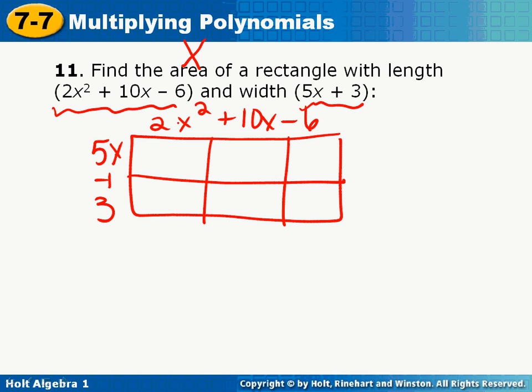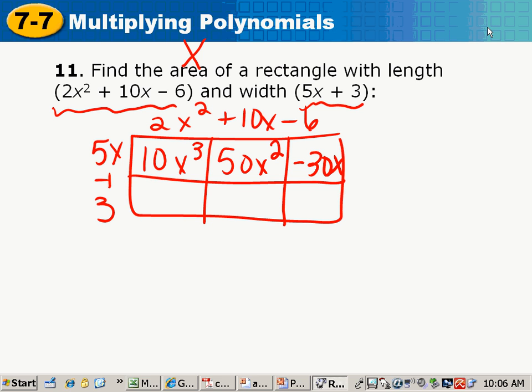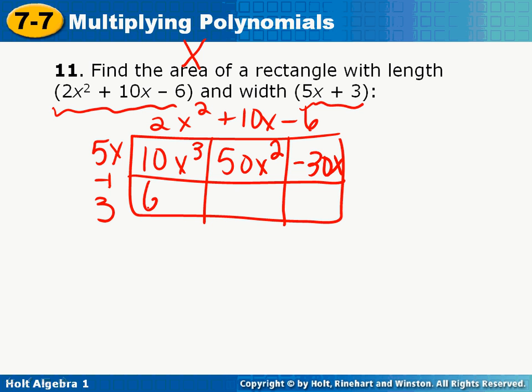5x times 2x squared is 10x to the third. 5x times 10x, 50x squared. 5x times negative 6 is negative 30x. Okay, next we have to do the second row. So 3 times 2 is 6 by x squared. 3 times 10x is 30x, and 3 times negative 6 is negative 18.